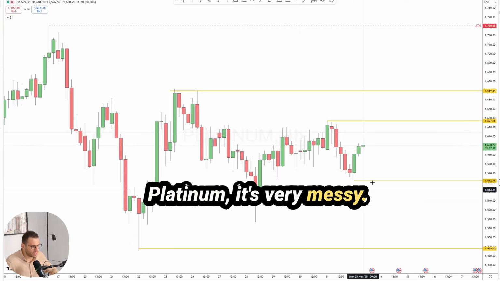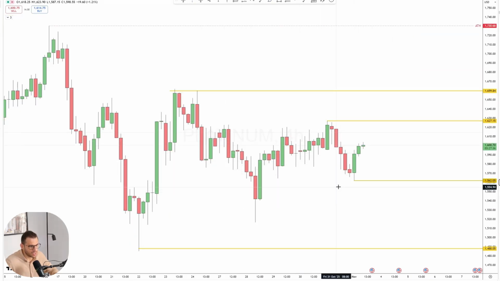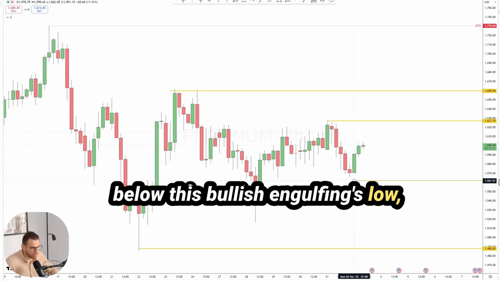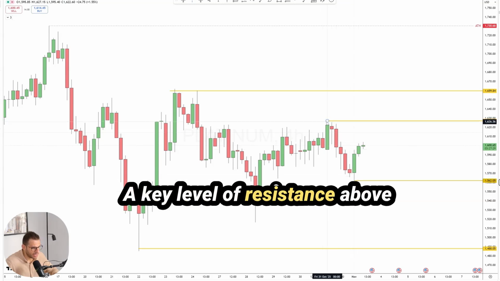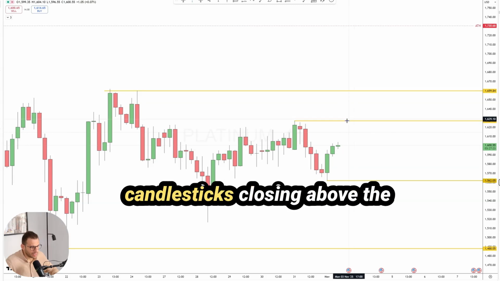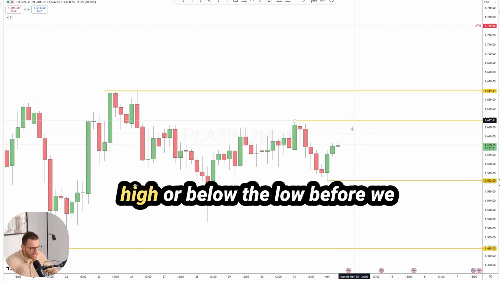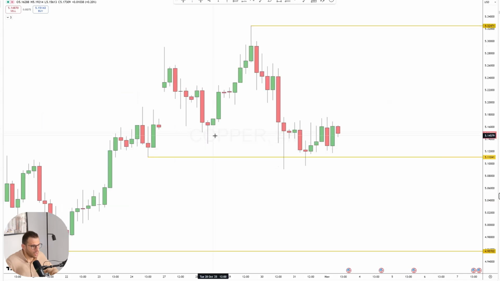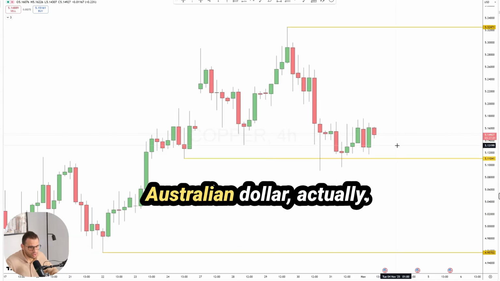Platinum, it's very messy, still consolidates. There is a key level of support below this bullish engulfing low, a key level of resistance above this bullish engulfing high, and we need to see the candlesticks closing above the high or below the low before we start looking for any entries. Kuber, it's very similar to the Australian dollar.